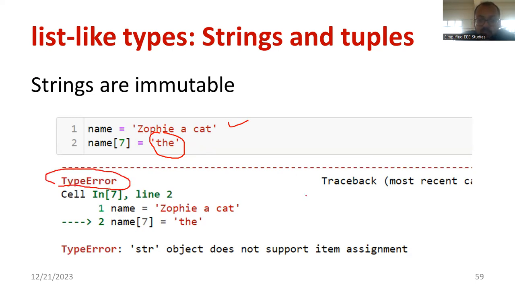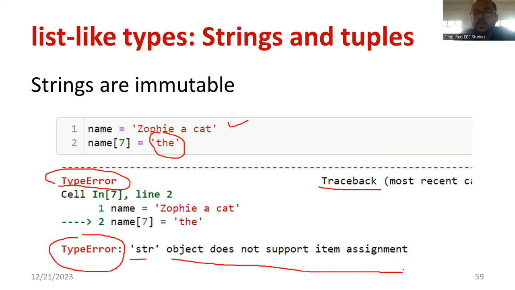If you see the traceback report, this is your traceback report. If you observe it, you will be getting a type error in that the str object does not support item assignment. That means the string will not support addition. We cannot modify it. That means we can say that string is immutable. Obviously, a string is immutable.